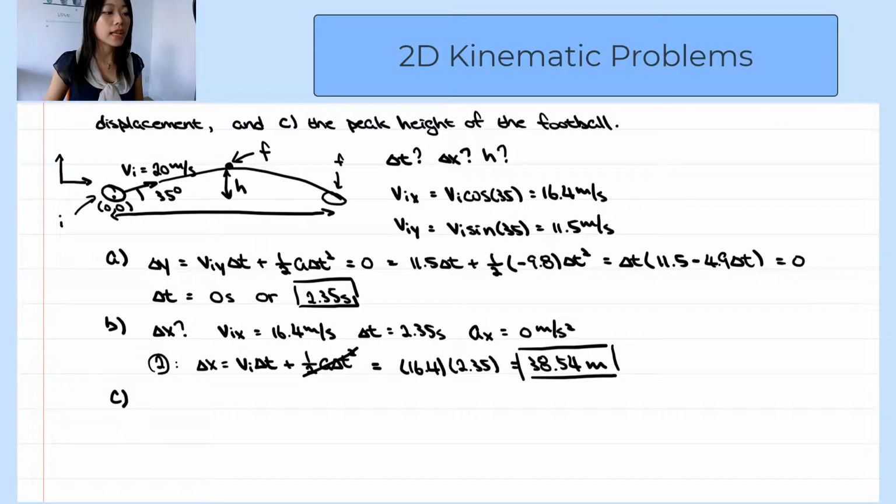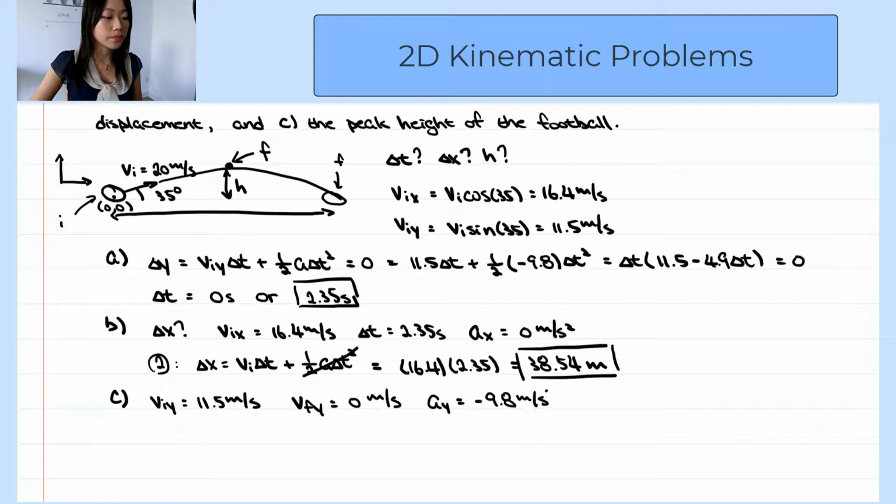And since we want to find the height, let's focus on the y component. So the knowns are the initial velocity in the y direction, which is 11.5 meters per second. We also know the final velocity in the y direction. Since at the maximum height, the velocity in the y direction is 0. We also know the acceleration in the y, which is negative 9.8 meters per second squared. And we want to find the delta y.